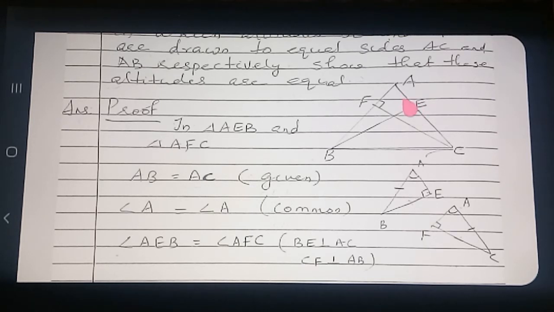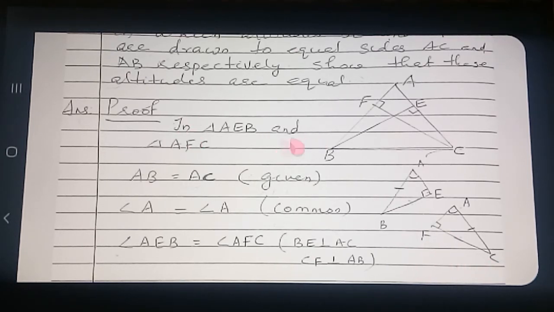So what is angle AEB? 90 degrees. Similarly, what is angle AFC? 90 degrees. Angle AEB is 90 degrees and angle AFC also. How much? 90 degrees. Clear? So here once more you see.